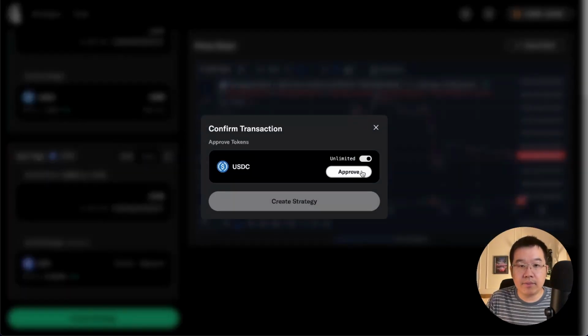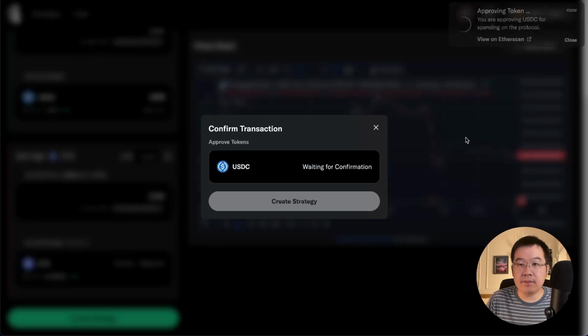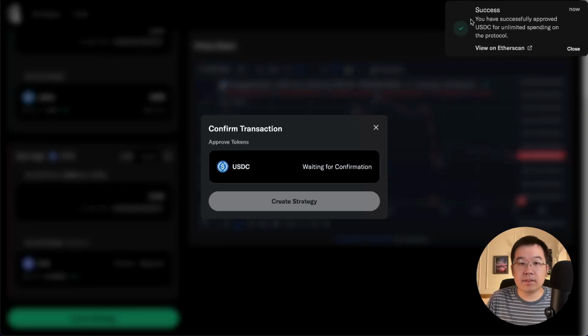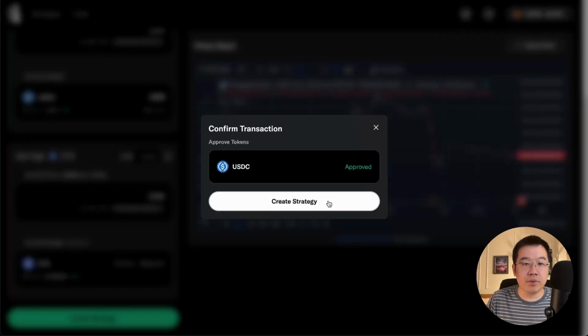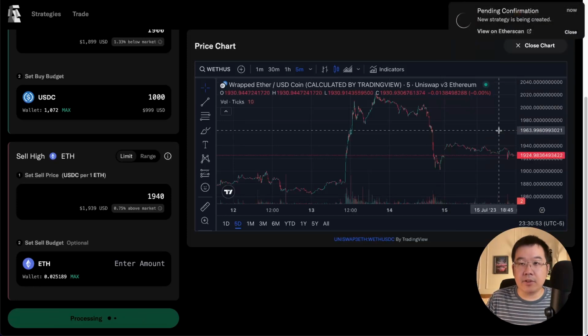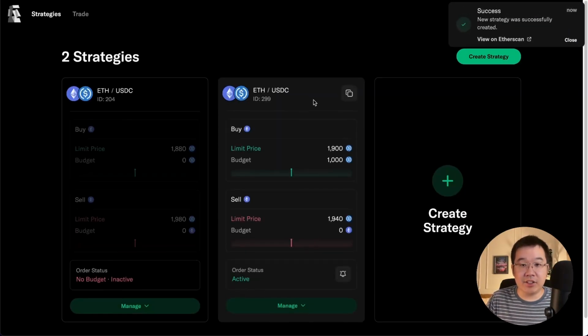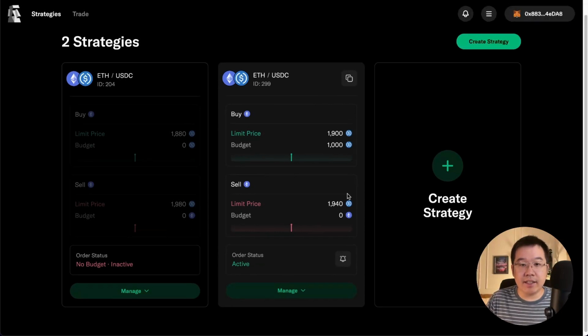Create strategy. Approve, and then have to send a transaction. Success. Approved. Create strategy. Now this gas costs a little more, but let's confirm. There we go. Didn't take that long at all. Just a few seconds. And then now this is live. You see, 1900 with 1,000 USDC. And then it'll sell it back for ETH when it hits 1940.